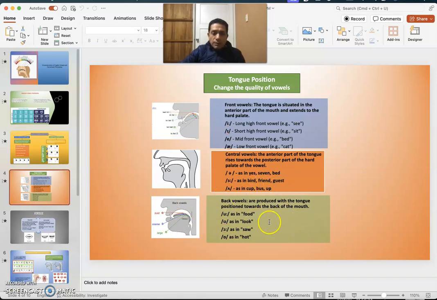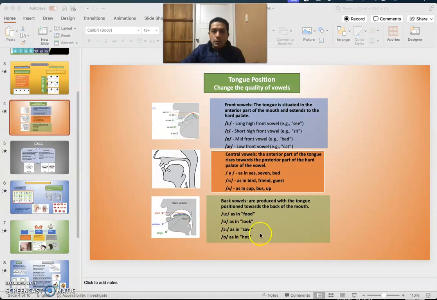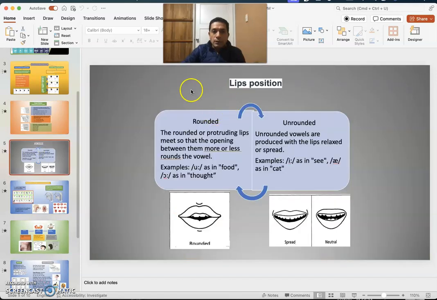The back vowels are produced with the tongue positioned towards the back of the mouth. In this case, as in foot, as in look, as in saw, and the last one, as in hot. Well, let's continue with the slides.